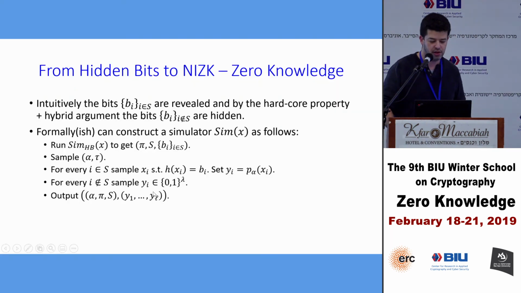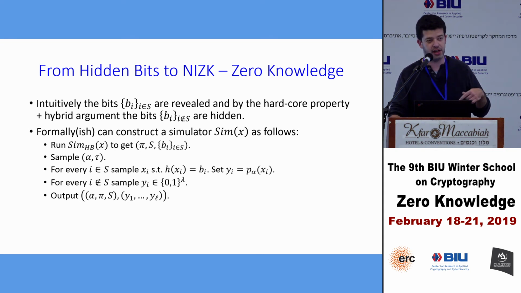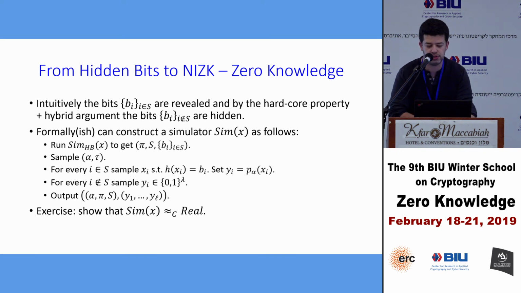So Y1 up to YL, where for i's in S, the yi was sampled in one way. For i's not in S, it was sampled in a different way. And it's not too difficult to show that this simulation is computationally indistinguishable from the real thing. Okay? Good, so we have zero knowledge.